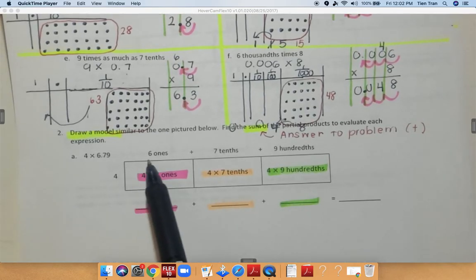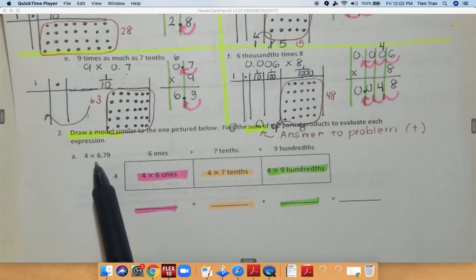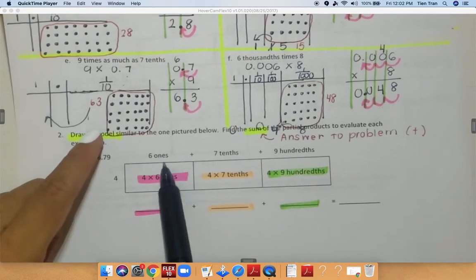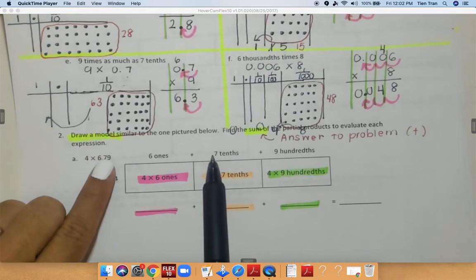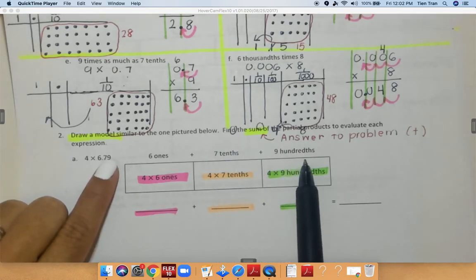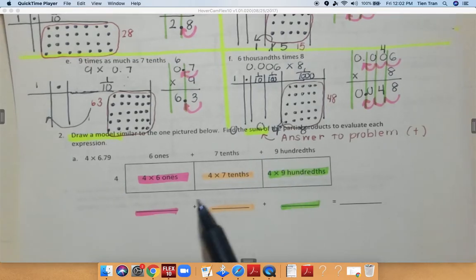I know that 4, what they did here is they put the 4 on this side, in the ones place. They have the 4 right here. And then 6.79, they spread it out. So 6 is in its ones place, so they put 6 ones. 7 is in its tenths place, so they put 7 in the tenths place. And 9 is in the hundredths place, so the 9 goes in the hundredths place.